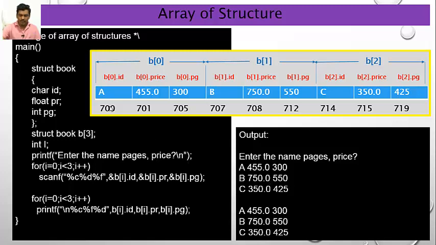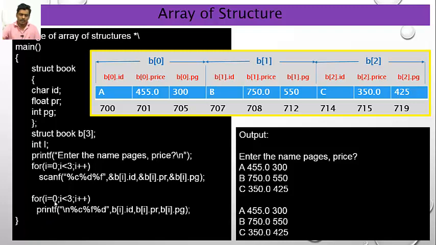So these values are stored at the appropriate locations. Then another for loop to display the values. The i value is 0, b of 0.id, b of 0.price, b of 0.pg. So it gets and displays that value from b of 0: id A, price, page 500. Then the loop continues. i is 1, b of 1.id, b of 1.price, b of 1.pg. So then continue. The new value of i is 2. So display the third set of values.